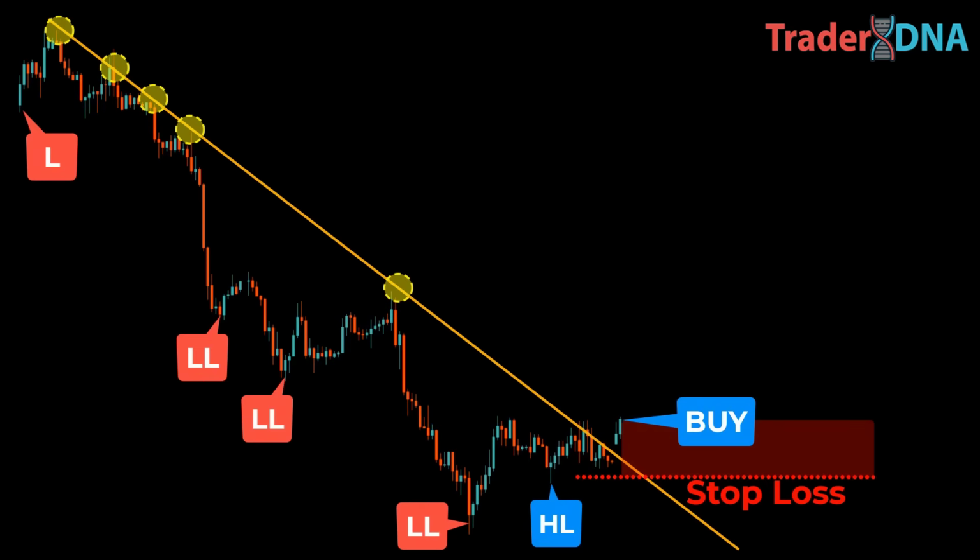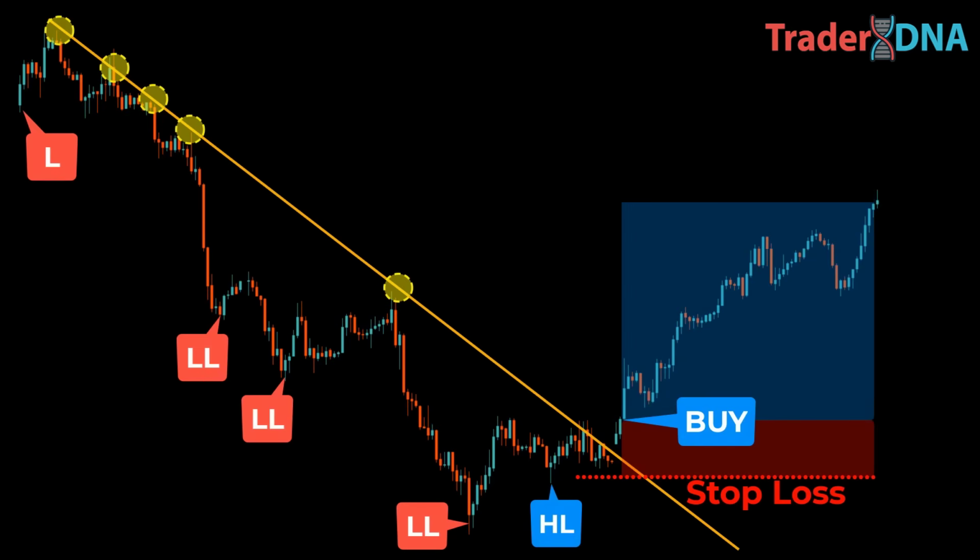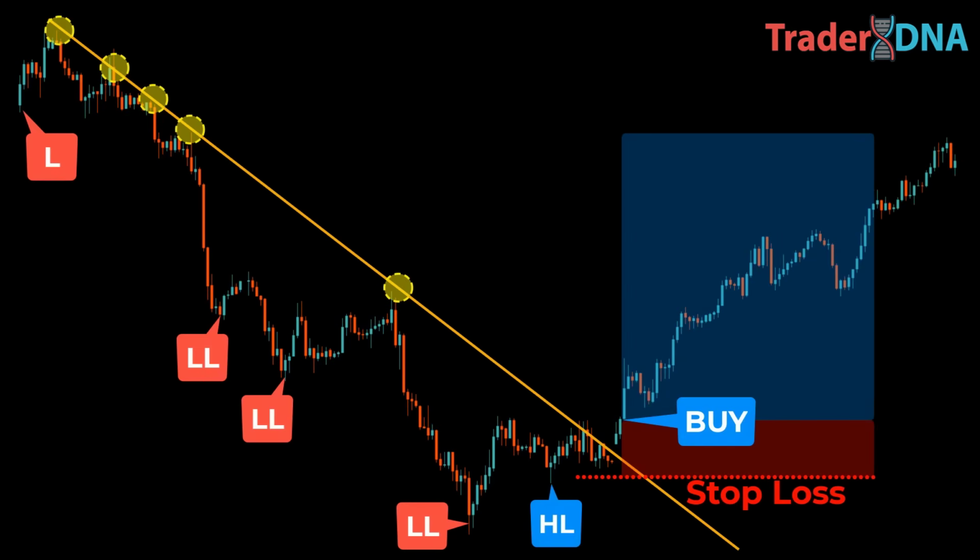And there you have it. From a market that looked firmly bearish, we now have a complete trend reversal into a bullish move. That's how you spot the opportunity early and get in at the right time.